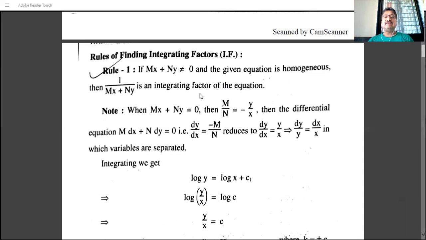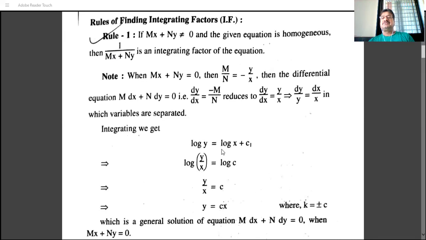But suppose the question says to find the integrating factor and solve. Then we have to apply this rule, that is, 1 by (Mx + Ny) as the integrating factor. Find Mx + Ny, which is not equal to 0, then 1 by (Mx + Ny) is the integrating factor. Multiply the given equation by it, then the equation becomes exact, and then find its solution by using the rule: integration of M dx plus terms in N independent of x dy is equal to constant.